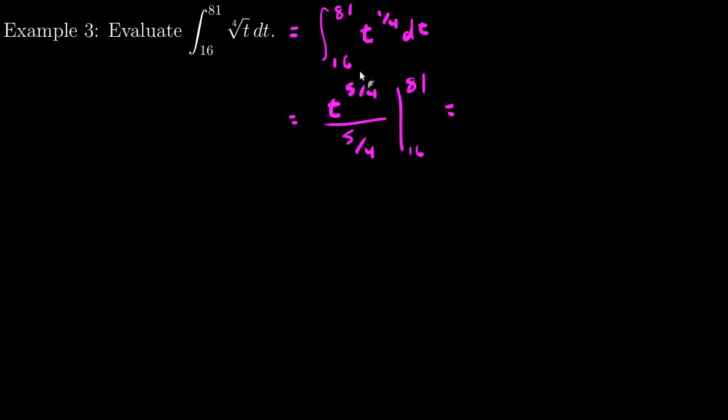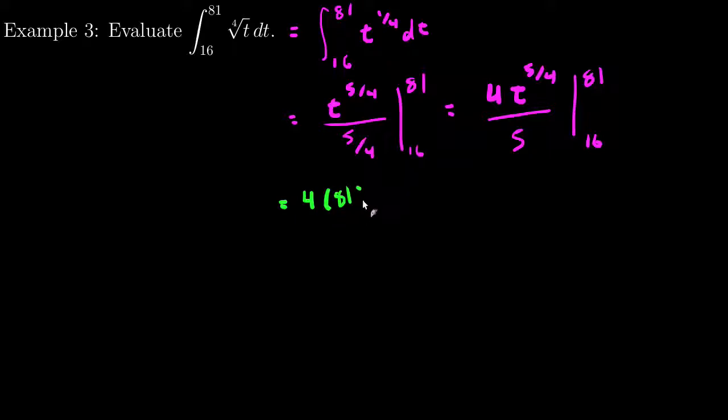Now, if I'm going to be doing this by hand, which I will be, I don't want to think of this as dividing by 5/4. When you divide by 5/4, that is the same as multiplying by 4/5. So 4t to the 5/4 over 5 evaluated from 16 to 81. And the fun continues. Let me change colors to make it all pretty. So I'll put in the 81. So I have 4 times 81 to the 5/4 over 5 minus 4 times 16 to the 5/4 over 5.